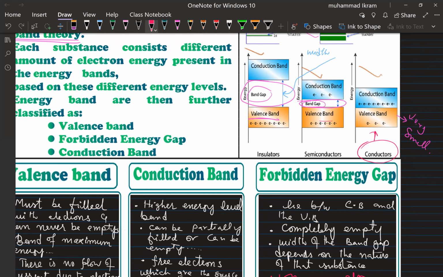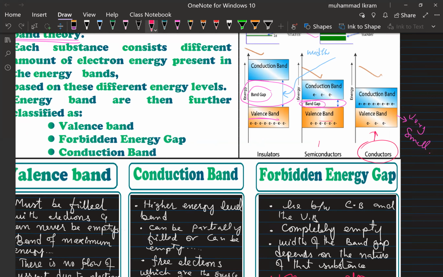But in the case of the semiconductors, which have resistivity in between conductors and insulators, the energy gap is very small. The conduction band is completely empty while the valence band is filled. But when you increase the temperature, some of the electrons from the valence band can cross the energy gap and easily move into the conduction band, where they can become the source of current.